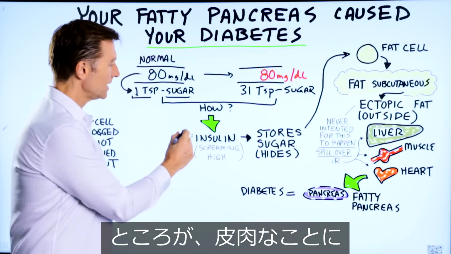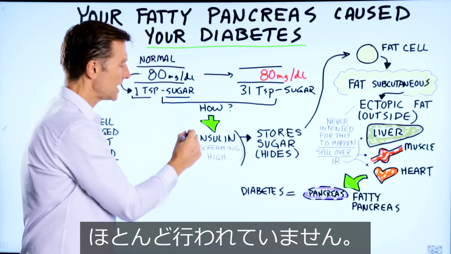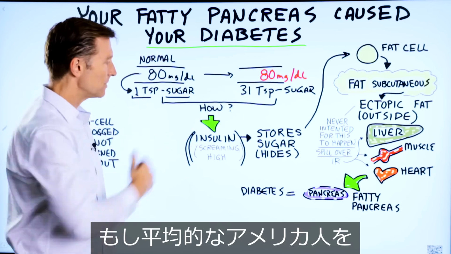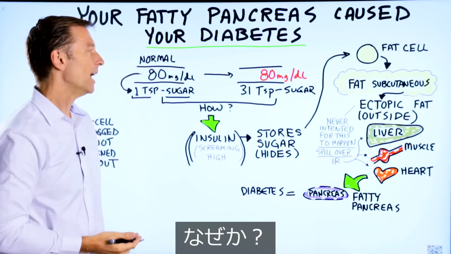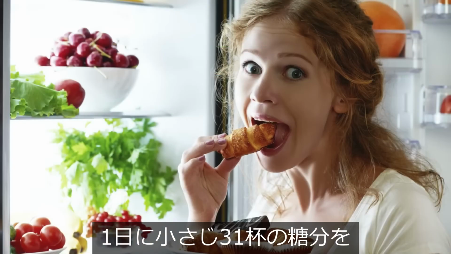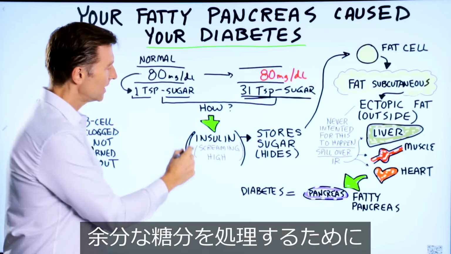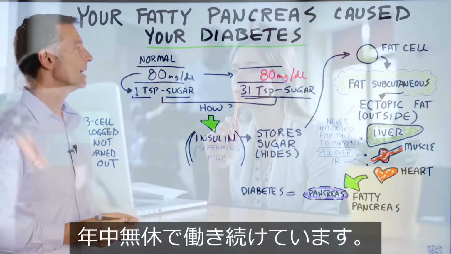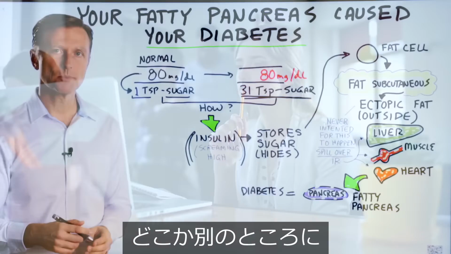But what's ironic is that the blood sugars are tested, but insulin is rarely tested. If they were to test the average American, they would find this screaming high. Why? Because an average person consumes 31 teaspoons per day of sugar. In order to deal with all that excess, this hormone is just working overtime 24/7. What does this hormone do with this sugar? Well, it has to put it somewhere.